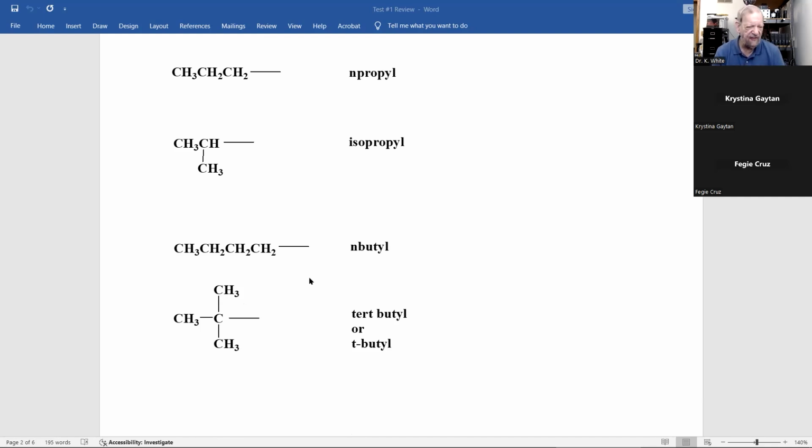And that's when you have 4 carbons and the N carbon is attached to the chain or ring, it's an N-butyl group. When you have 4 carbons and a center carbon has 3, 1, 2, 3 CH3 groups attached to it, and that center carbon is attached to a ring or a chain, we call that a tert-butyl. And as you've seen by now, organic chemists are lazy, and I normally call it a T-butyl. On a test, you can put either one.